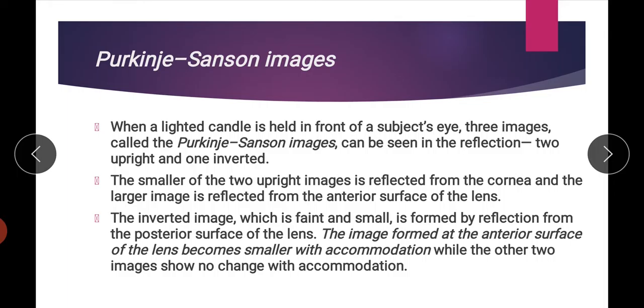As we discussed, two upright and one inverted image are formed. The smaller of the two upright images is reflected from the cornea, and the larger image is reflected from the anterior surface of the lens. The inverted image, which is faint and small, is formed by reflection from the posterior surface of the lens. The image from the anterior surface of the lens becomes smaller with accommodation, while the other two images show no change with accommodation. So this is known as the Purkinje-Sanson image.